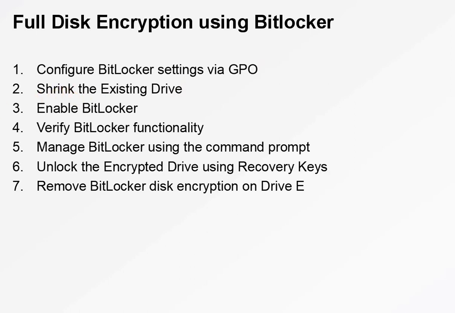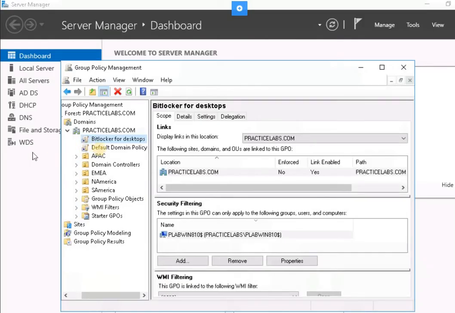Now we are going to see how to shrink the existing drive. To be able to save the recovery key, you need to partition the existing drive and create a separate partition. This computer has only one drive and BitLocker doesn't allow the recovery key to be saved to the encrypted drive. For this step, we will see the shrink drive.